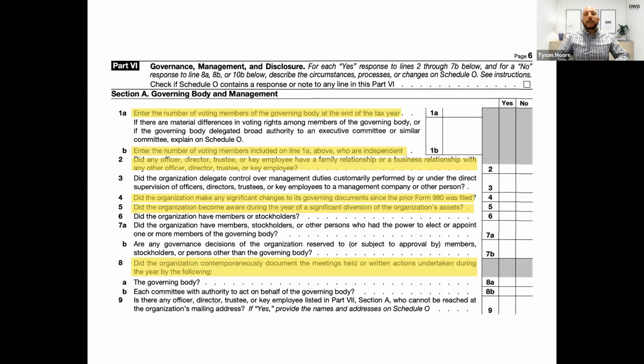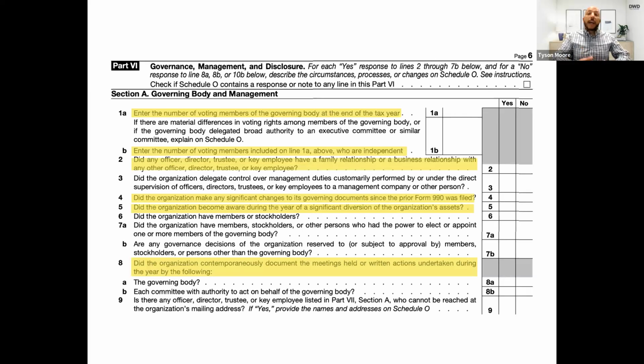The key here is that the IRS believes that boards are best when they're independent. And they should be independent not only from the organization, but independent from each other. So really, we want the board to represent our whole community with lots of different backgrounds from different families, different businesses. So we're looking here to have a diverse and independent board.